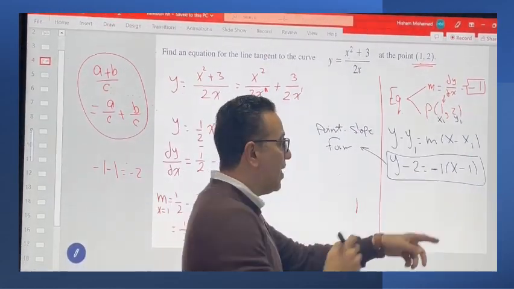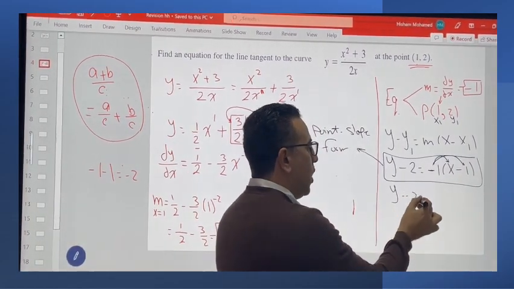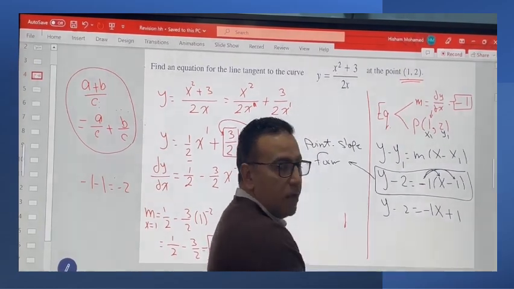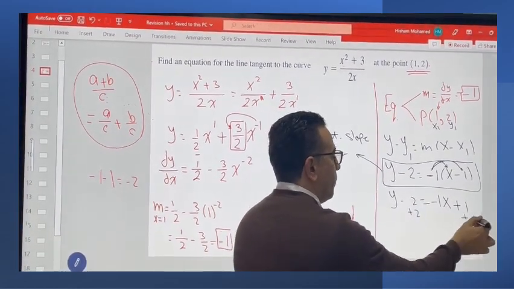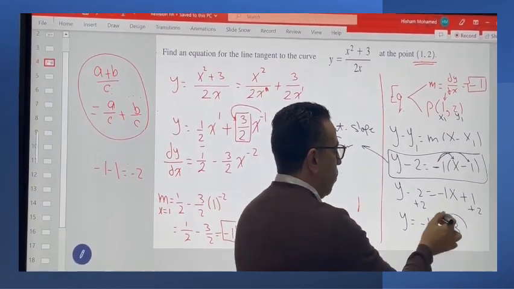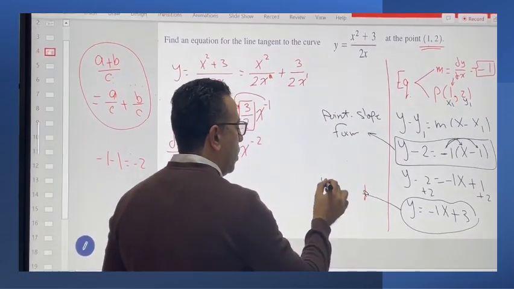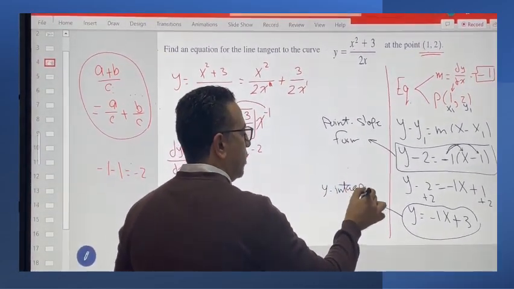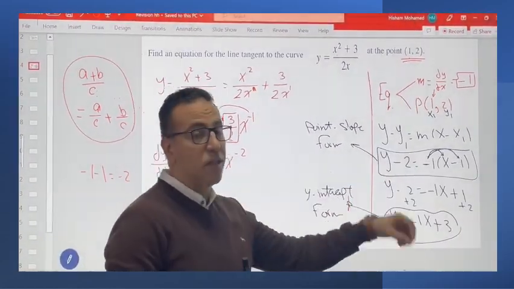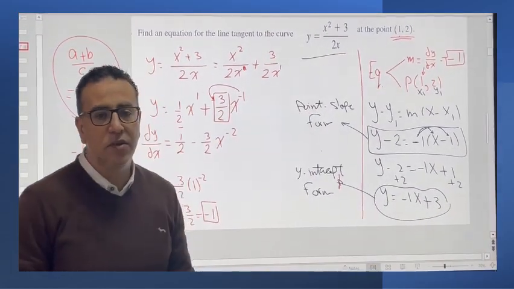But if I expand the bracket by multiplying negative 1 by x and negative 1 by negative 1, y minus 2 is equal to negative 1x plus 1. By adding 2 to both sides, y is equal to negative 1x plus 3. What is this form? This is the slope-intercept form. So it's very important to understand how to form the equation of the tangent to a given curve by using the derivative.